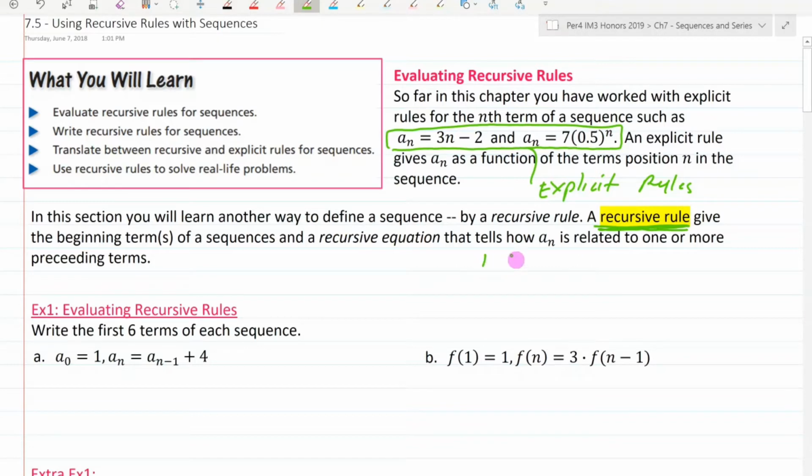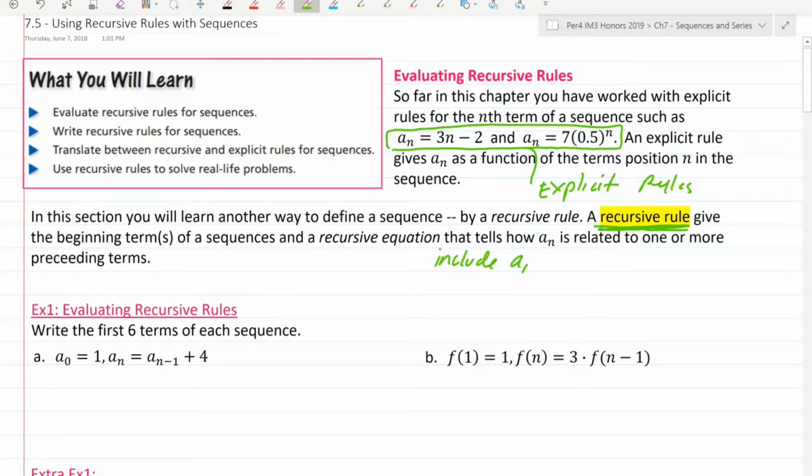So it could be 1, 6, 11, 16, or do you start at 2: 2, 7, 12, 17, or does it start at 3 and add 5 every single time: 8, 13, 18. So when you're doing recursive rules, the first term must be included.